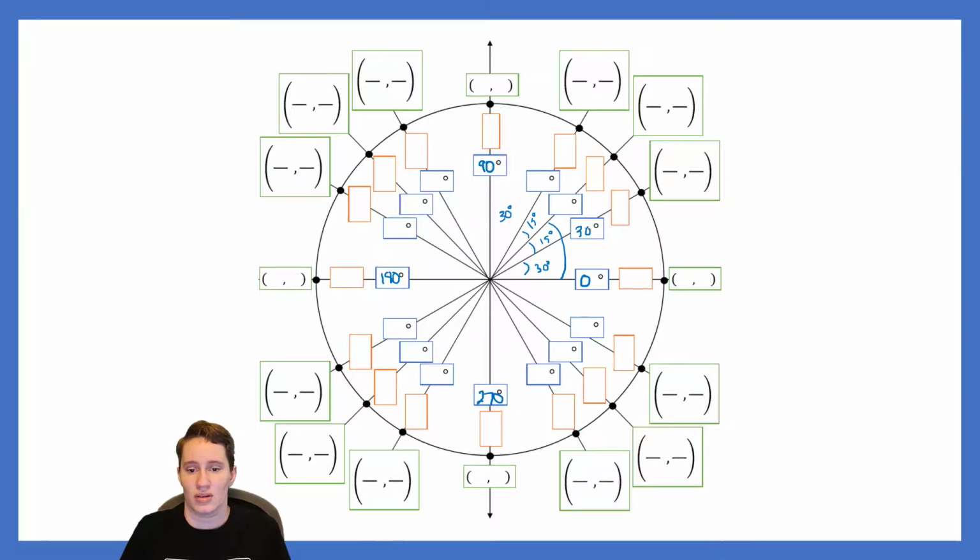Now we can go through and label our other angles. So this is 30, 45, 60. In our next quadrant, we need to add 30 to 90 to get 120. And then this is our angle halfway between 90 and 180, which is 135. This is 150. This is 30 more than 180, so 210. This is 15 more, so 225. 15 more, so 240. And then 300, 315, and 330.